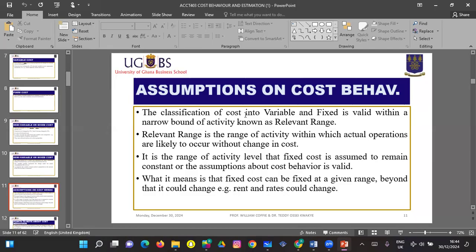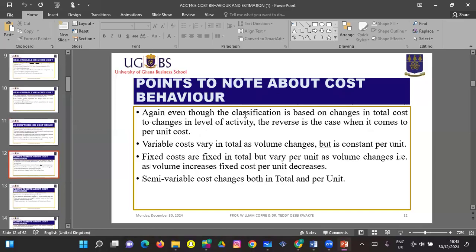So if you pay rent for, let's say, 1 year, the relevant range is within the 1 year. After 1 year, who knows? The rent fee might change, right? What it means is that fixed cost can be fixed at a given period. Beyond that, it could change. For example, rent and rates could change. Yes. All right.